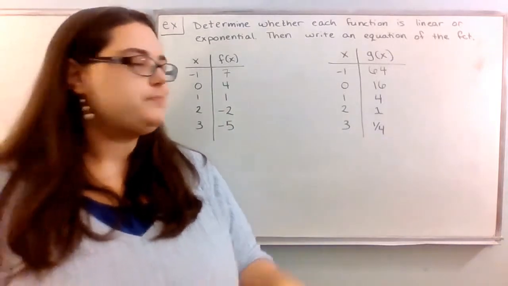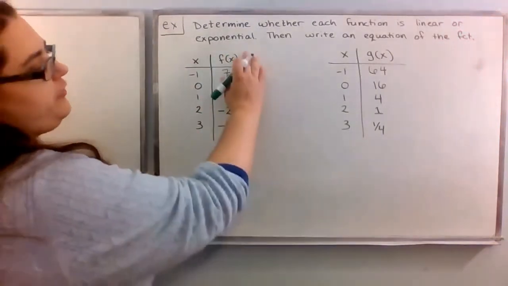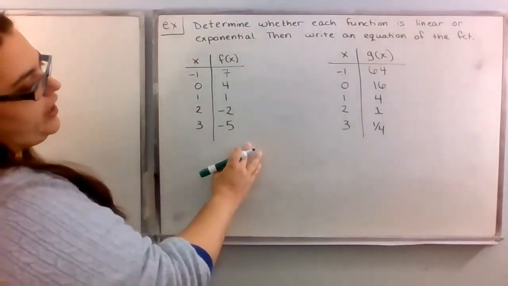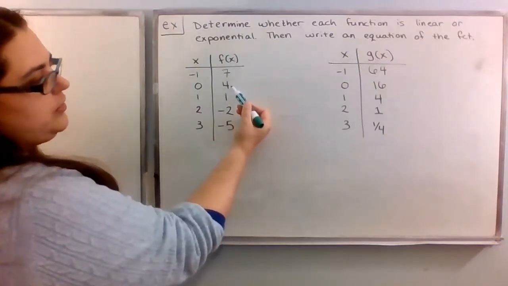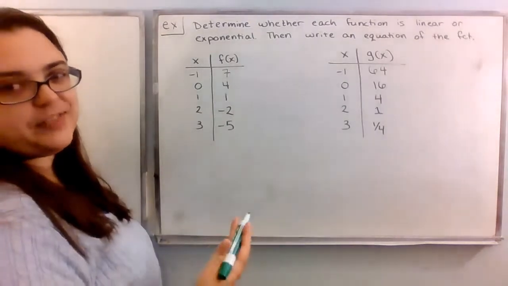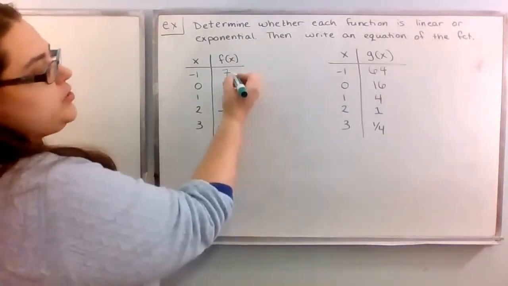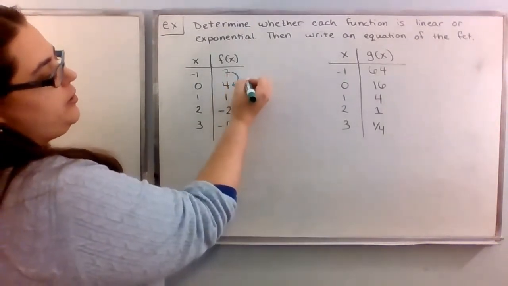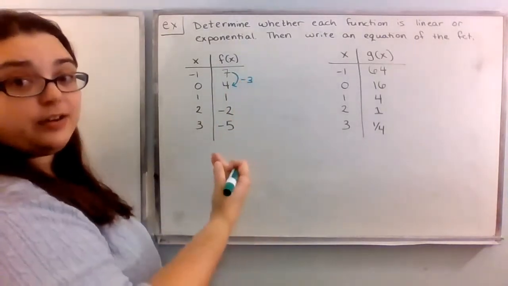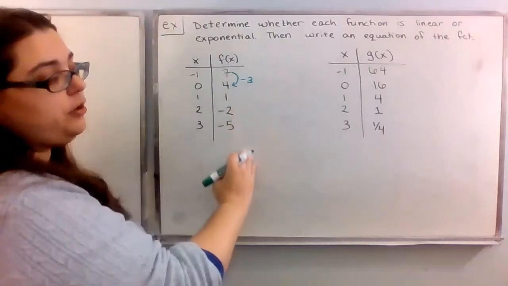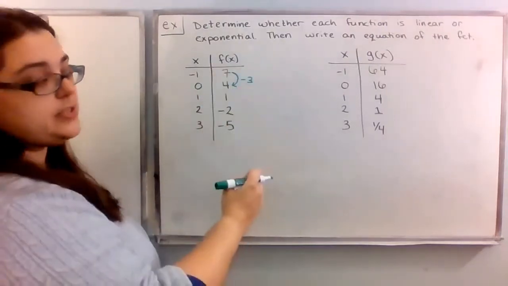So let's check these out. If I look at this first function here, f of x, and I want to think about how I can get from 7 to 4, probably one easy way to get there is to subtract 3. So I can go from 7 to 4 by subtracting 3. Let's see if this pattern, if this subtracting of 3 is going to hold for each of these pieces.